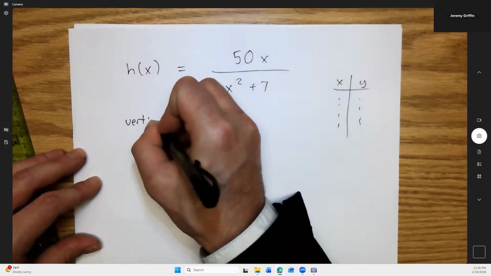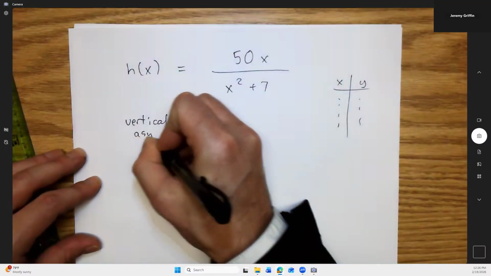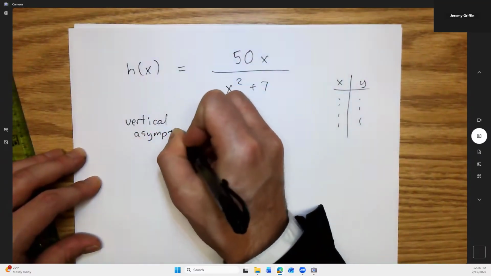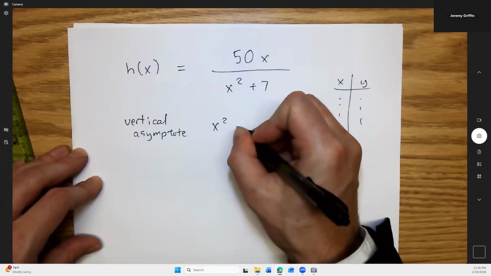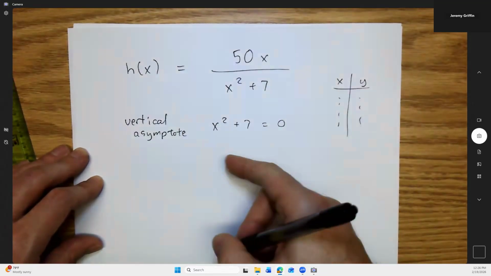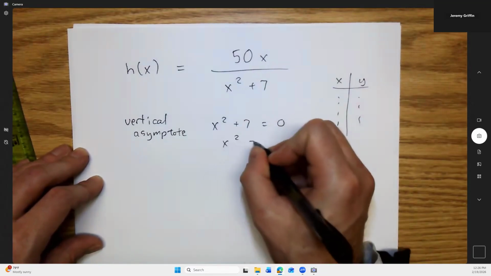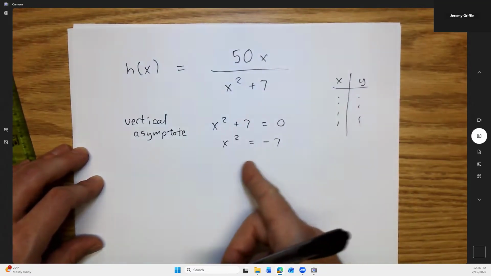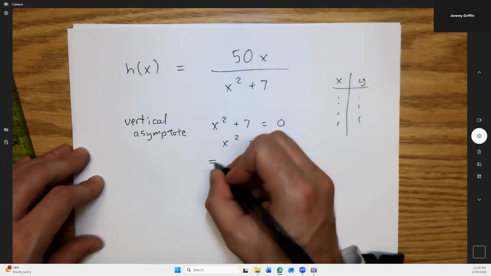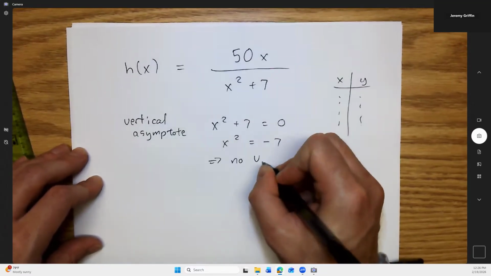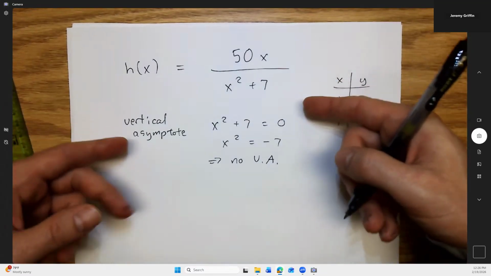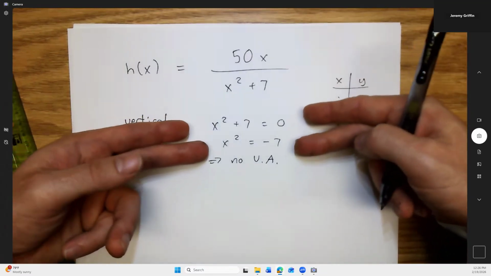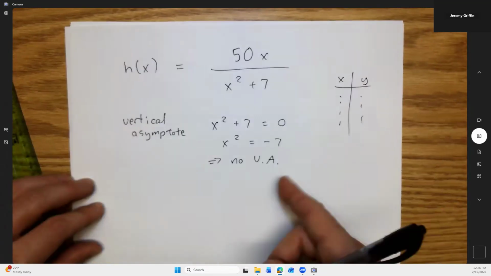Now, vertical asymptote, you normally get by setting the denominator equal to 0. So say, okay, x squared plus 7 is equal to 0. X squared would be -7, and I can't factor it, or take the square root of a negative. Right, so there is no vertical asymptote. Okay, so if I were to eventually graph this, the denominator will never be 0 because this expression never zeroes out. So there's no vertical asymptote.